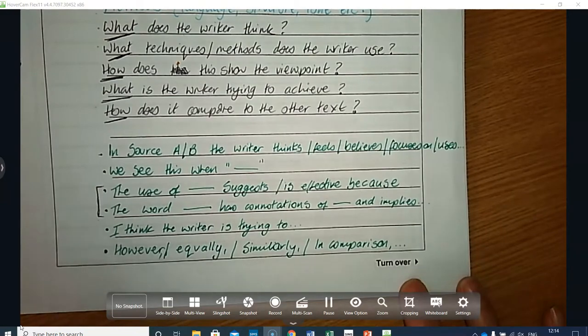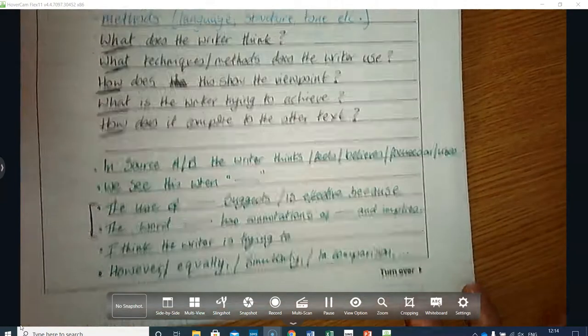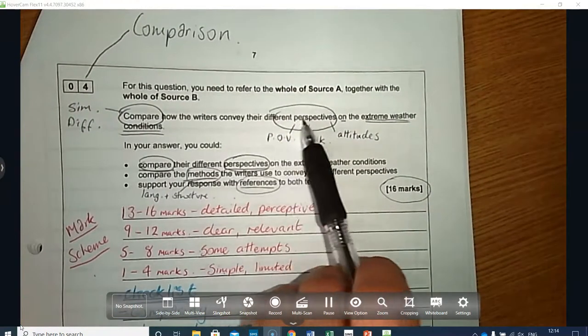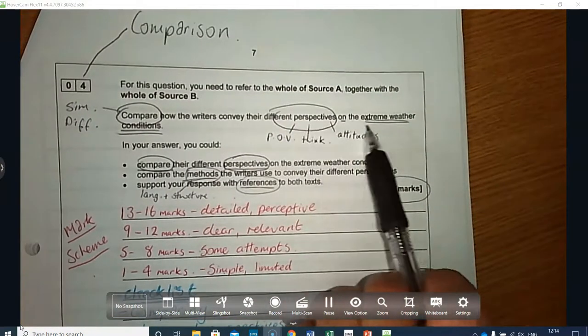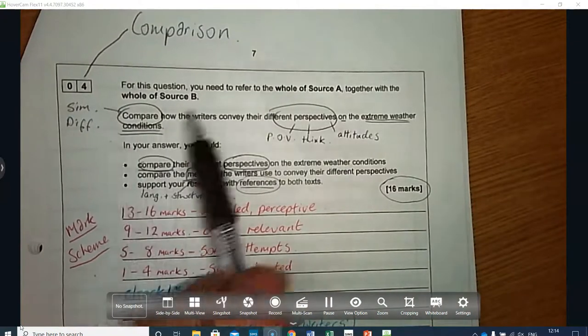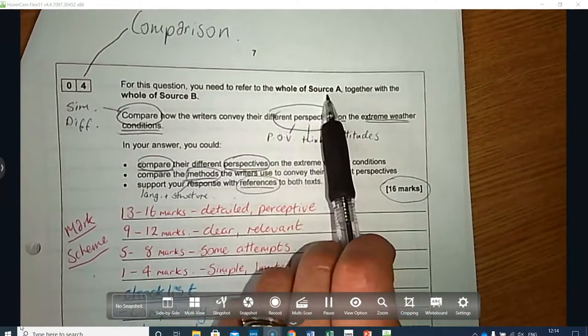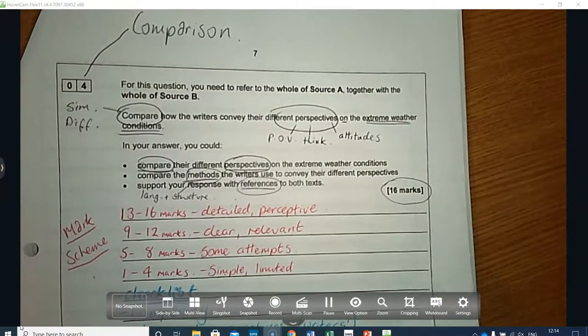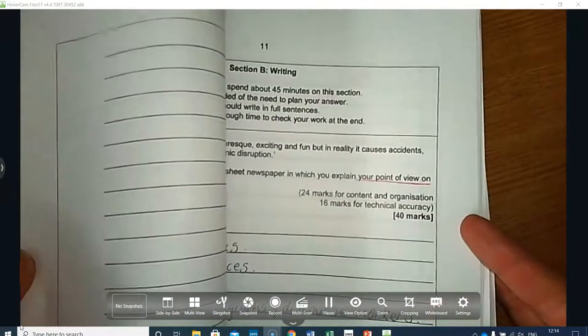Once you've done that, your job is going to be to actually answer this question. Compare how the writers convey their viewpoint, different perspectives on the extreme weather conditions. So you're going to need to reread source A and source B, and then you can start writing your answer. Now you've got a bit longer for this question. You've got lots of space on the other side, so you've got a blank side there, a blank side there, and you've even got more on the other side there.